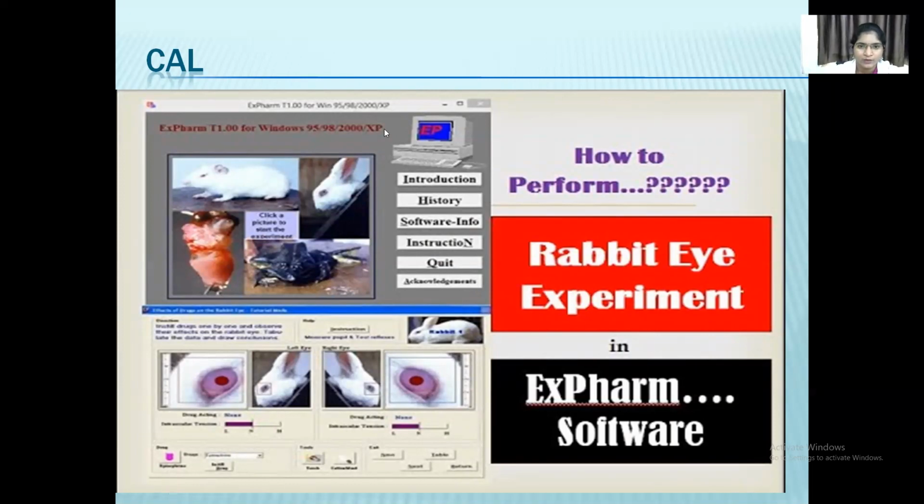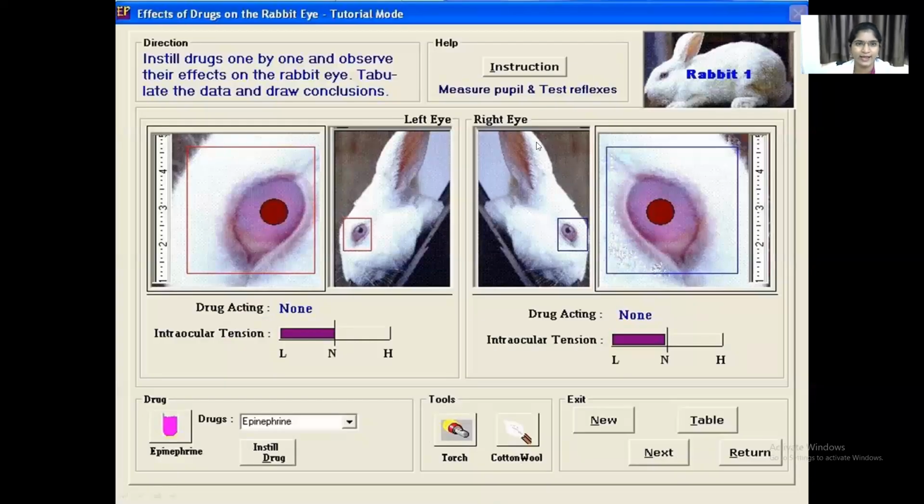So if you click introduction, you will get the introduction, and if you click on instructions, you will get instructions on how to do it. An exit option is also there, so you can exit. And one more option is there: tutorials. When we click on tutorials, you will get a slide screen like this.